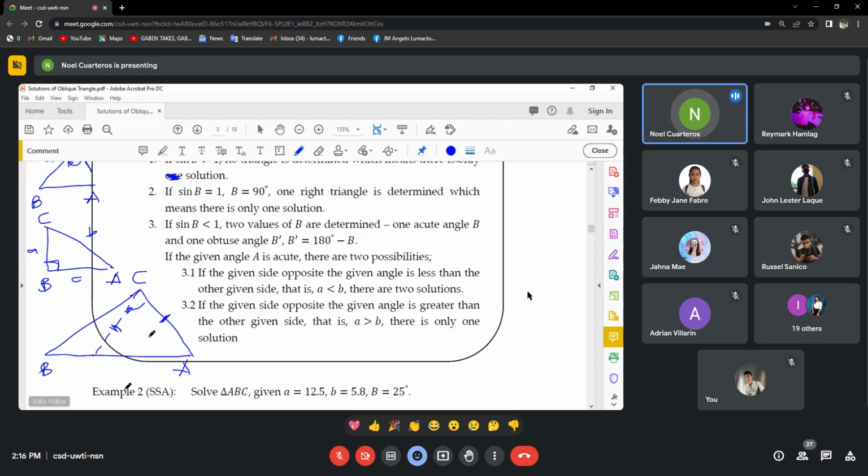Mao na makaingon siya na there are two triangles formed. So one of these is an acute angle, which is acute angle ni siya class, while the other one is obtuse angle, which is greater than 90 degrees. Mao ni siya ang obtuse angle. Kuha? Okay?